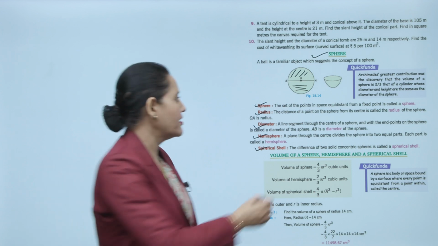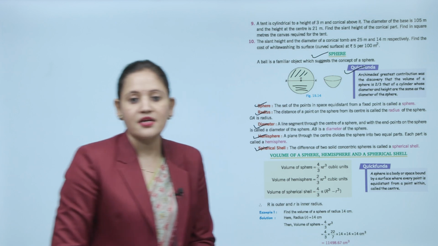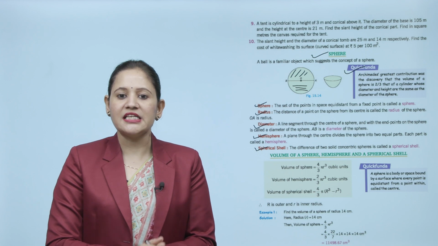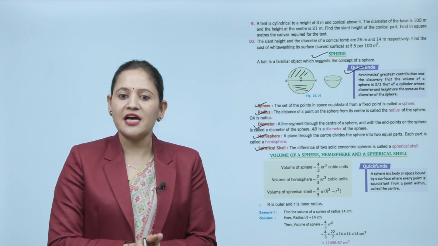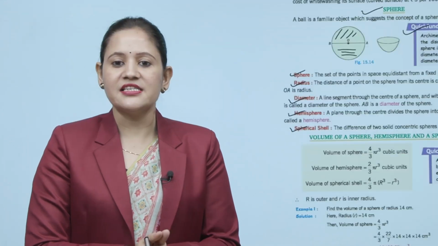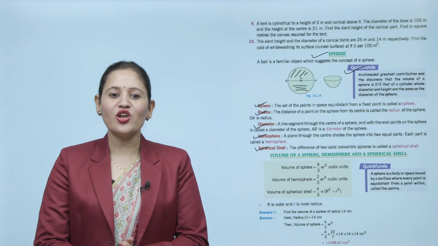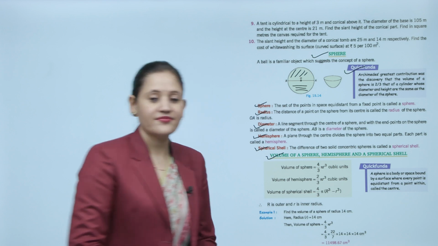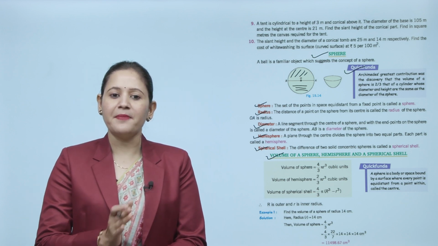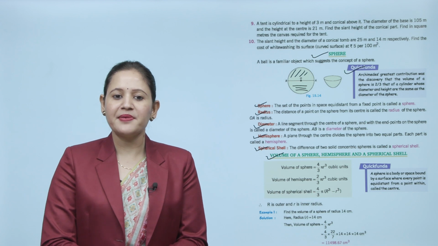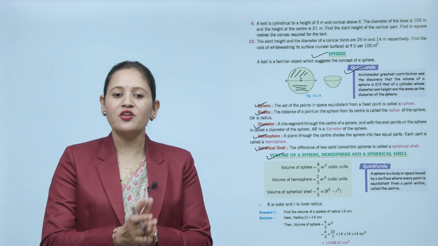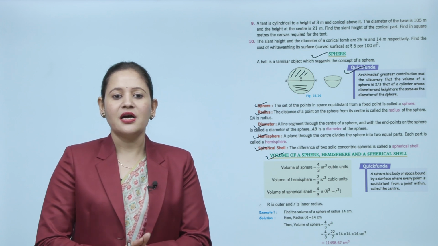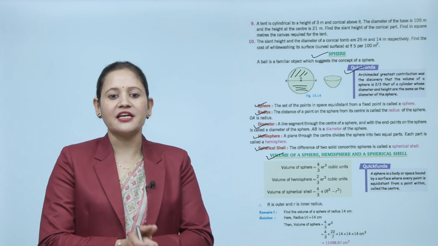Next is quick finder. Archimedes' greatest contribution was the discovery that the volume of a sphere is 2/3 that of the cylinder whose diameter and height are the same as the diameter of the sphere. Next is volume of a sphere, hemisphere and spherical shell. वॉल्यूम ऑफ स्फेयर हो जाएगा 4/3 पाई आर क्यूब क्यूबिक यूनिट. वॉल्यूम ऑफ हेमिस्फेयर 2/3 पाई आर क्यूब क्यूबिक यूनिट. वॉल्यूम ऑफ स्फेरिकल शेल दैट इज 4/3 पाई कैपिटल आर क्यूब माइनस स्मॉल आर क्यूब. कैपिटल आर इज आउटर एंड स्मॉल आर इज इनर रेडियस.